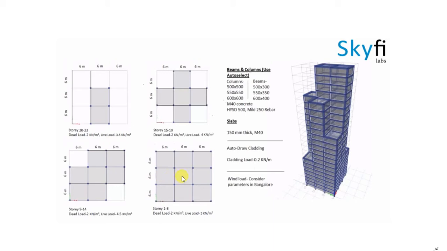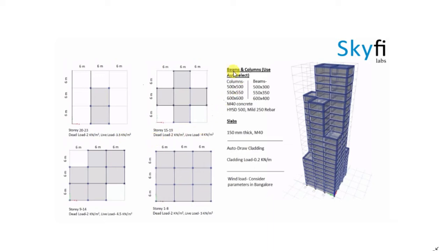from story 1 to 8 live load is 5 kN per meter square. From story 15 to 19 it is 4 kN per meter square. Then story 9 to 14 it is 4.5 kN per meter square, and for story 20 to 23 it is 3.5 kN per meter square.